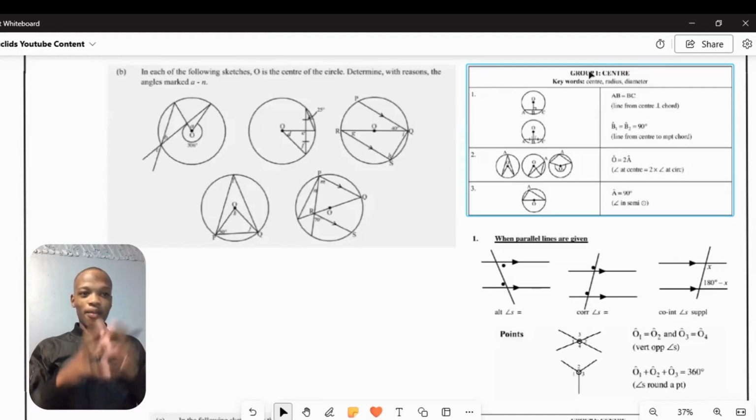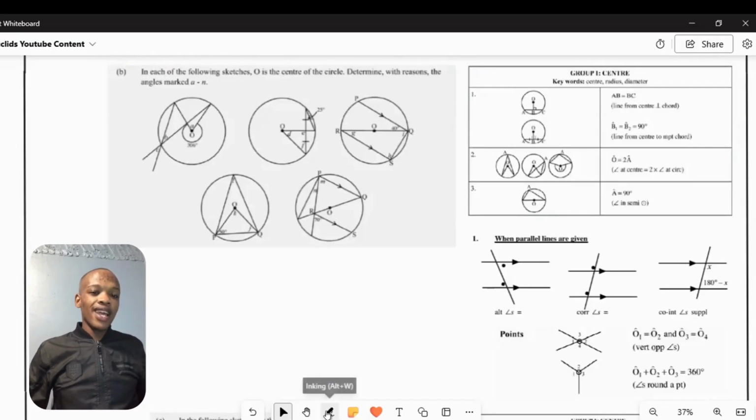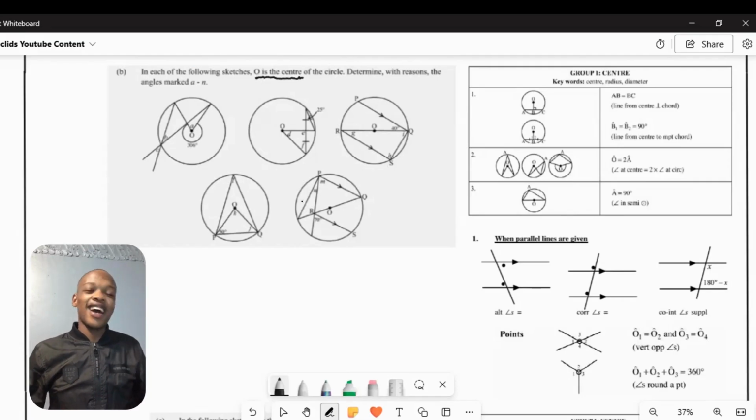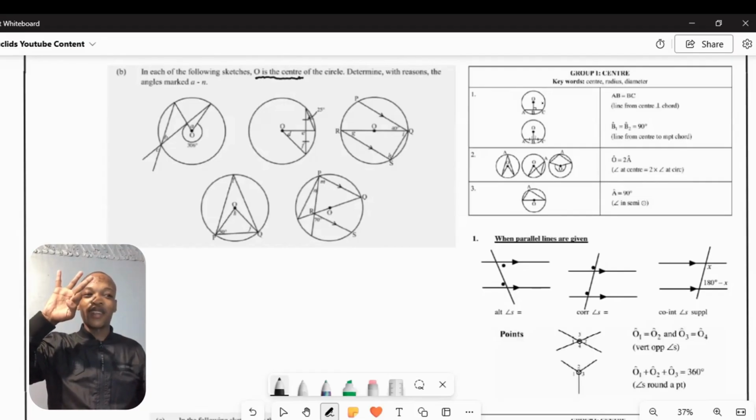As you can see here, we have B. The information is saying, in the following sketch, O is the center. That is very, very important to take note of. Whenever you have a center, just know three things you must be able to identify.